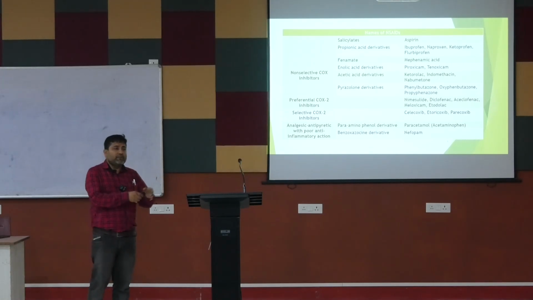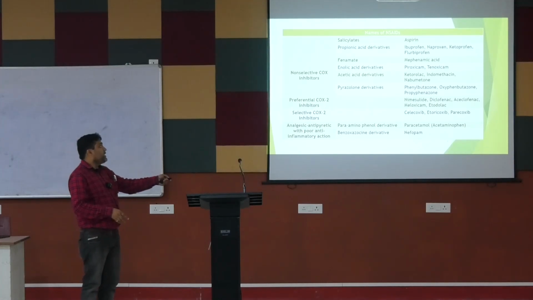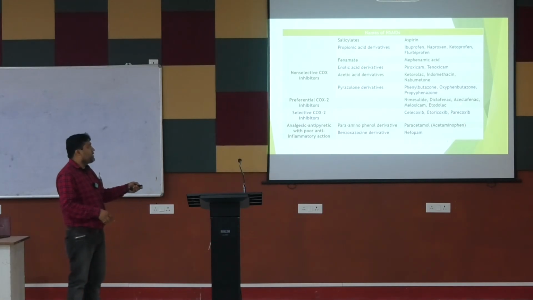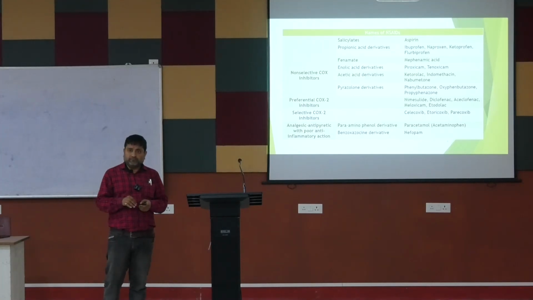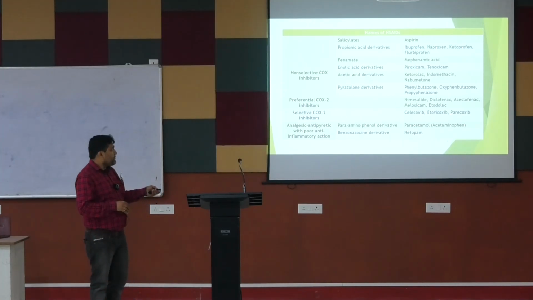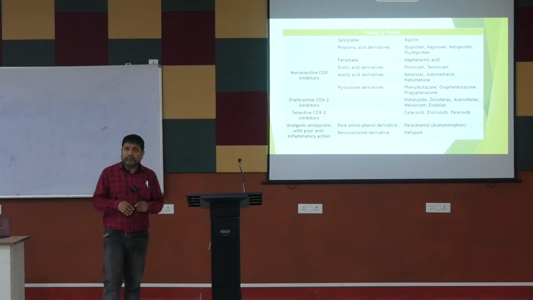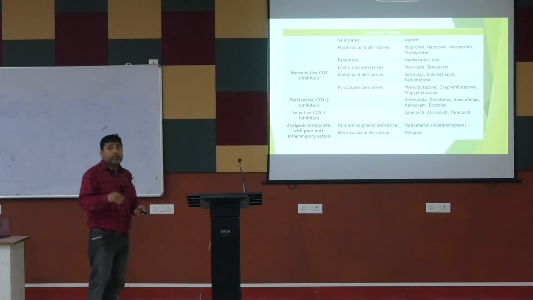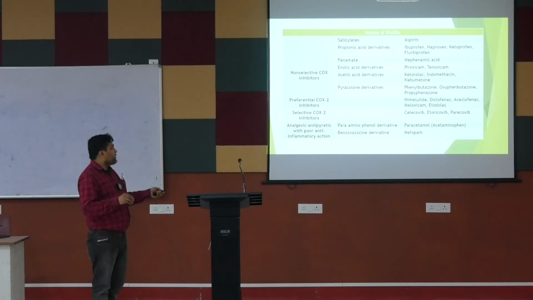Preferential COX2 inhibitors: they preferentially inhibit COX2 enzymes over COX1. They include nimesulide, diclofenac, aceclofenac, meloxicam, etodolac. Some selective COX2 inhibitors are there: celecoxib, etoricoxib, parecoxib, that means they inhibit only the COX2 enzyme. And there are drugs that are analgesic, antipyretic with minimal anti-inflammatory action, that particularly include paracetamol, and nefopam is also there.